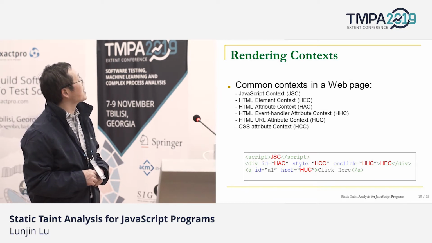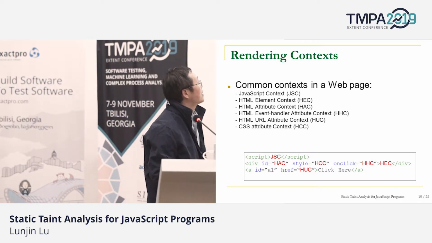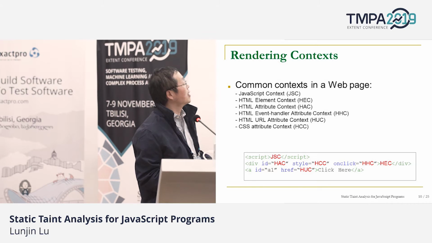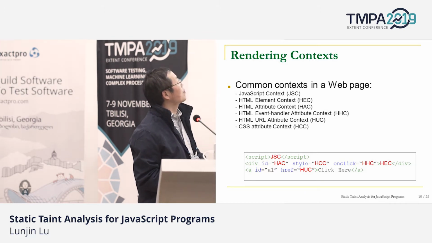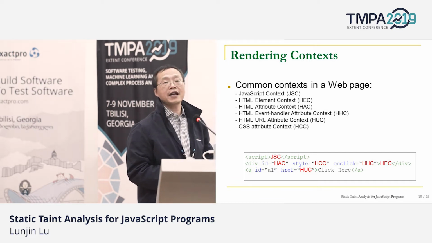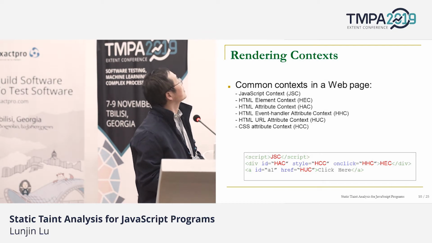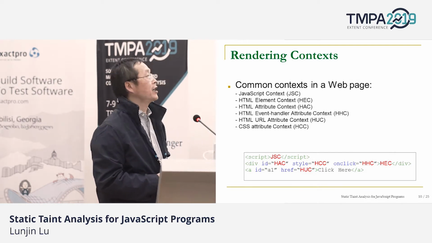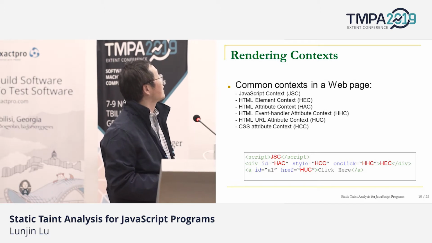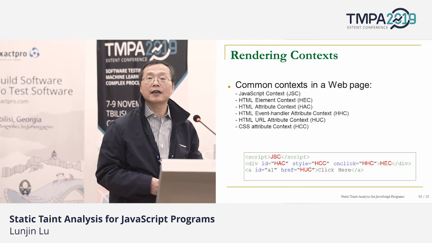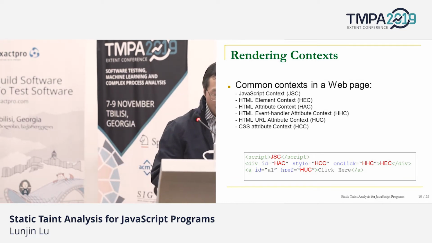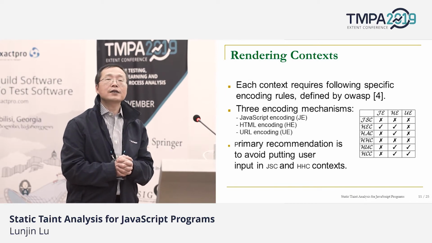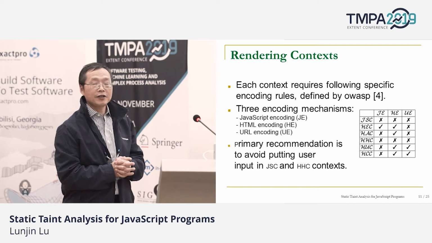HTML event handler attributes actually represent actions that the web page takes. For example, when a web page is clicked, then some application is run or some action is invoked in this web page. And also, the URL attribute context represents those contexts where URLs can be written into. And the CSS attribute context basically represents the style of the presentation. But each context actually requires different encoding mechanisms.